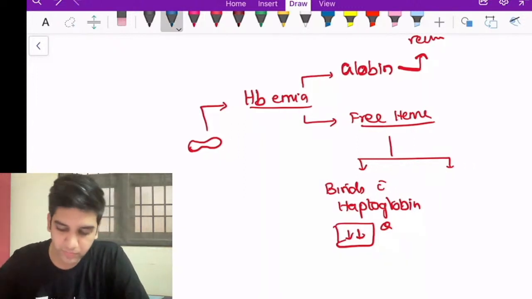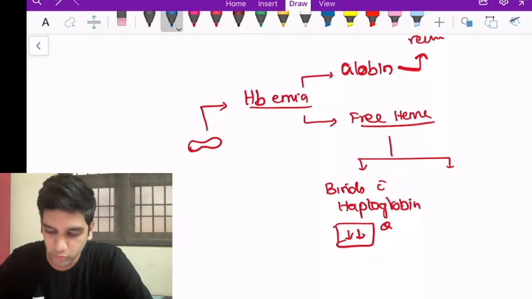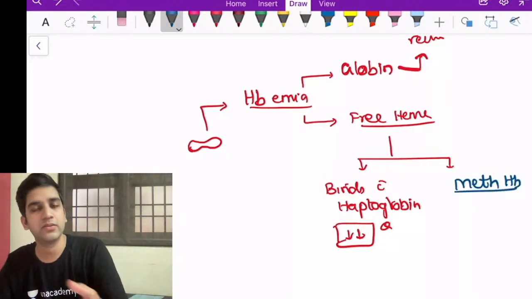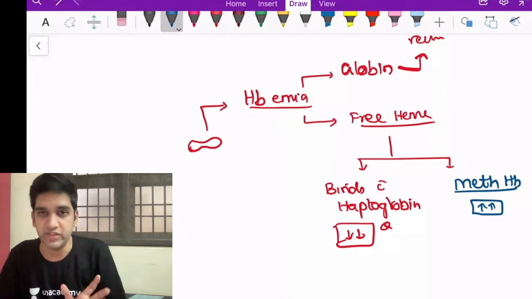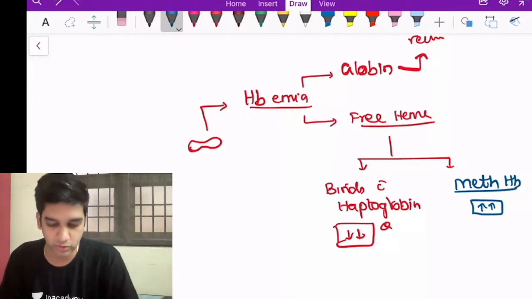The other way is, again, free heme is toxic for me, so I'm going to convert it into another form, which I'm going to call methemoglobin. When I convert to methemoglobin, the amount of methemoglobin will be increased. Again, methemoglobin is less toxic compared to free heme, right? So these are the ways I'm going to reduce the toxicity of the free heme, that's all, fine?